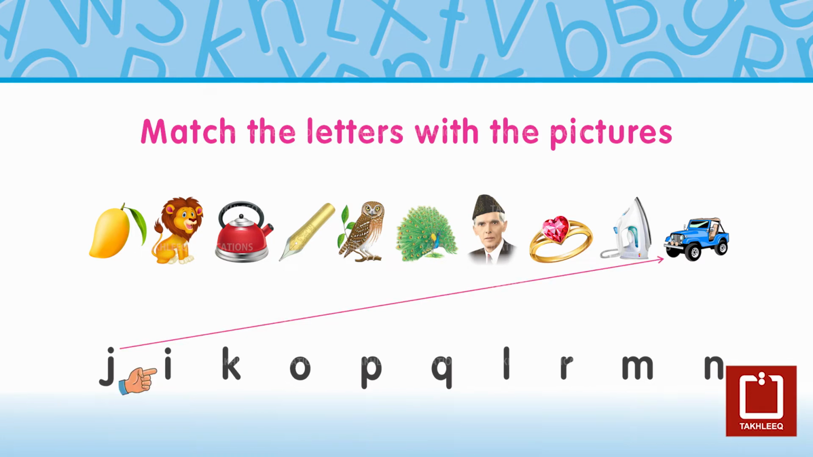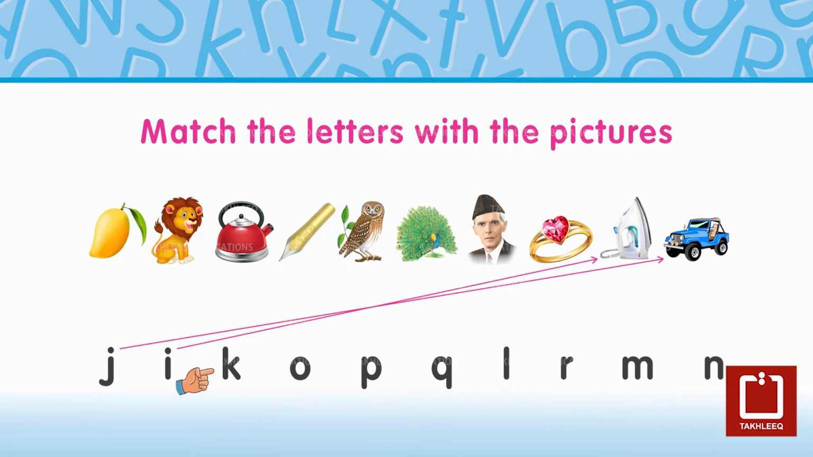I stands for iron. Now we search the picture of an iron. Mango, lion, cattle, nib, owl, peacock, Qaida-e-Azam, ring, iron. This is the picture of an iron. So we match I with the picture of an iron.